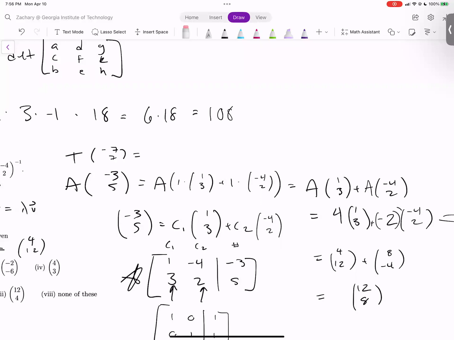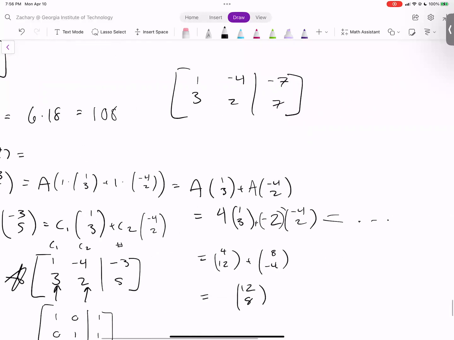What is the span of my eigenvectors? R2 in this case, right? So if it spans all of R2, can I hit (-7, 7)? Sure, why not? To solve that, we always augment (1, 3), (-4, 2) with, in this case, (-7, 7). How do I solve this? Row reduce. Spoiler alert, it's 1, 2.